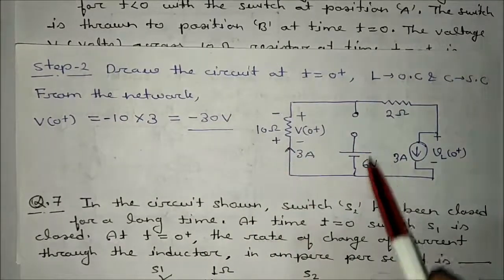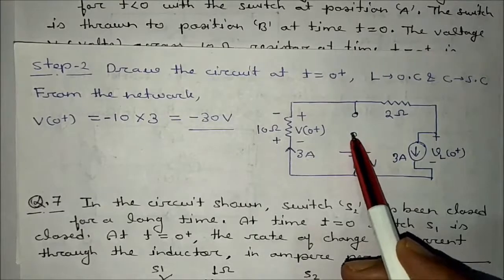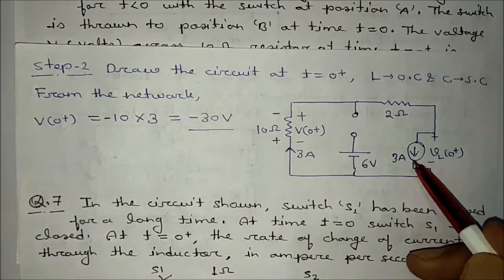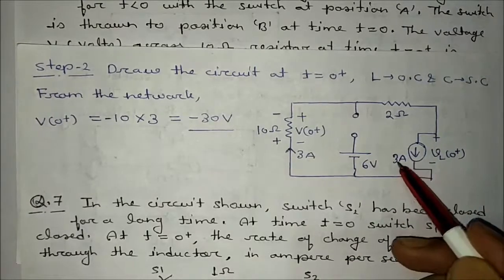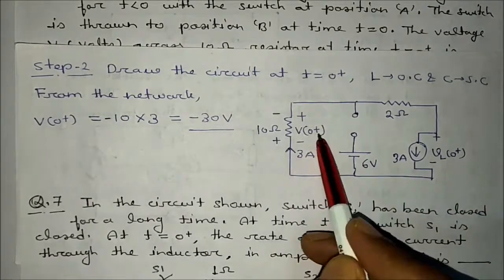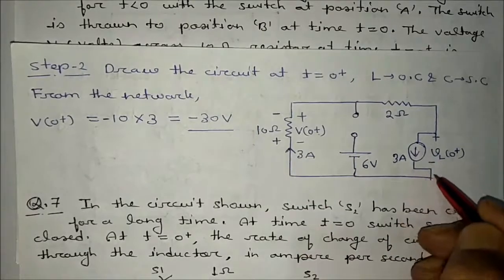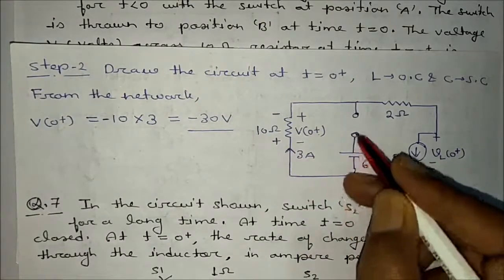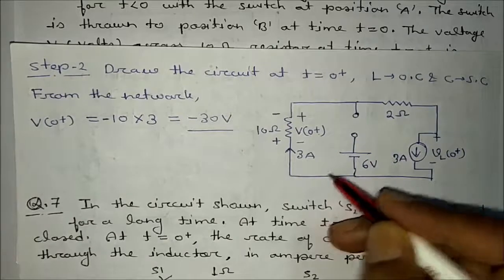This is the circuit at T is equal to 0 plus, the switch will be in open condition. This is replaced with the current source. How much current have you got? 3 ampere. This is VL0 plus. Now it is asking about V0 plus. You can see this 3 ampere will flow in this direction. There will be no current in this, because it is open. So 3 ampere will be there.